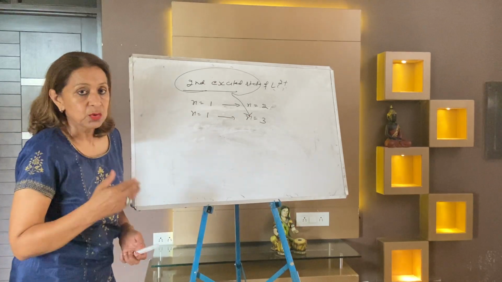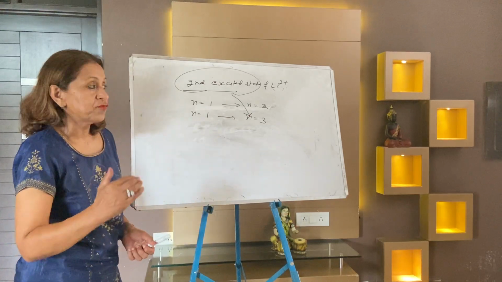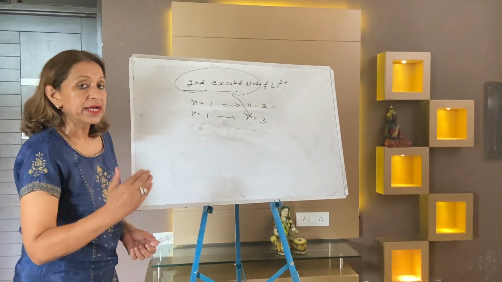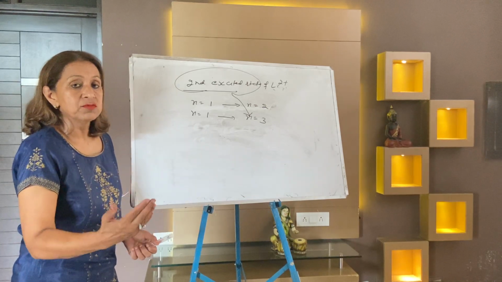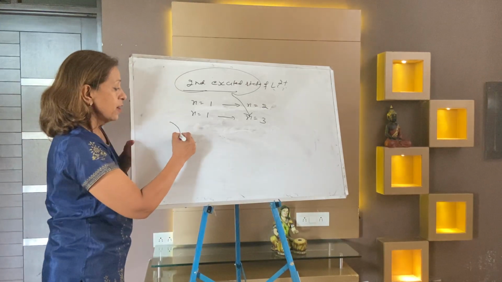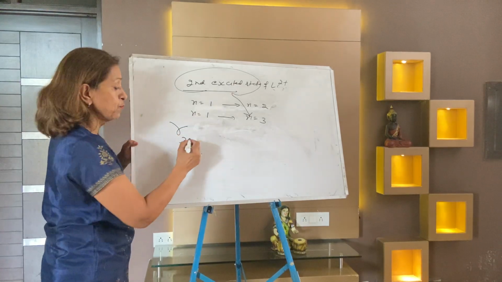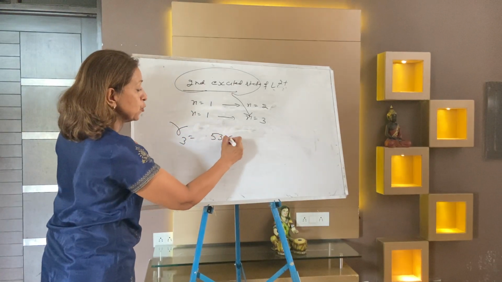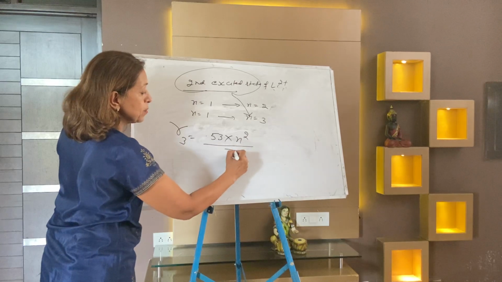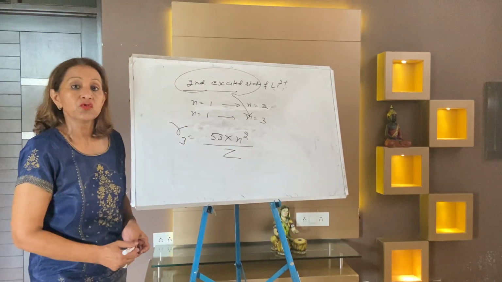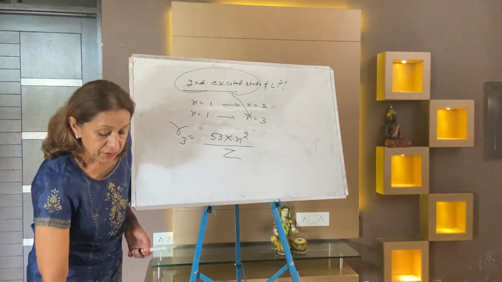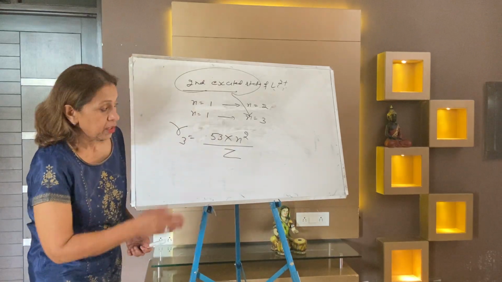Again listen, the question was, calculate the radius of the second excited state of lithium 2 plus. The formula you well know, the radius of the third orbit is 0.53 into 3 square, and the atomic number of lithium is 3. Z is 3. After that I am taking your question.